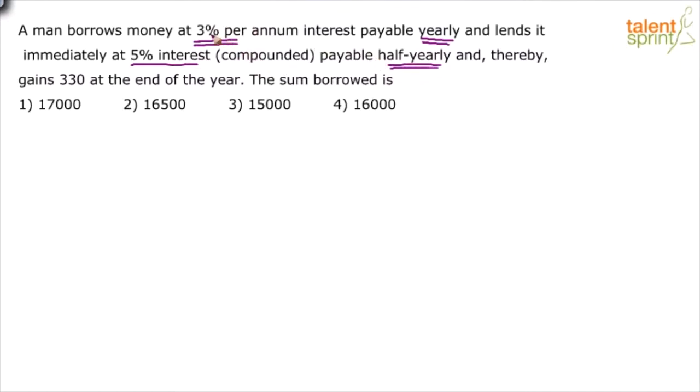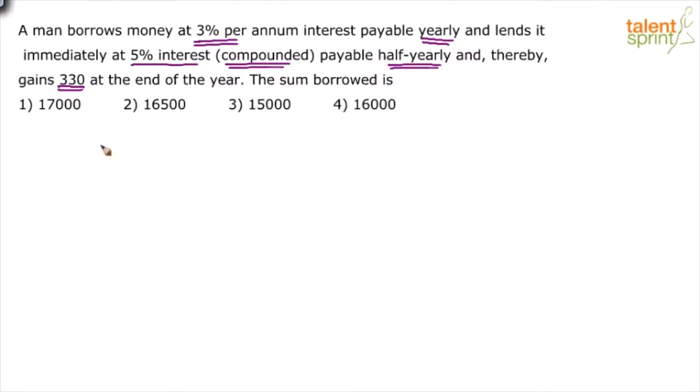The previous one was a simple interest case, right? He simply said 3% per annum interest. And like we have discussed in our simple and compound interest video, if nothing is specified, you should always take it as simple interest case. So a man borrows money at 3% per annum interest means 3% per annum simple interest. Lends it at 5% interest, which is payable half yearly, and this is a compounded interest case. And thereby he gains 330 at the end of the year. He makes a profit of rupees 330 at the end of 1 year. So the sum borrowed is dash. How much is the sum borrowed?